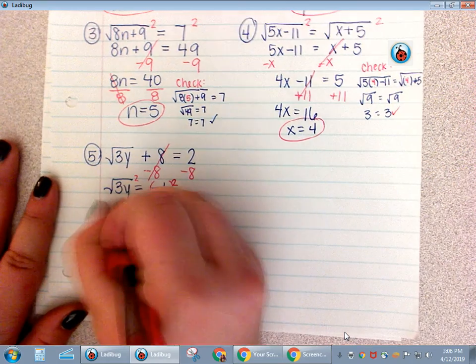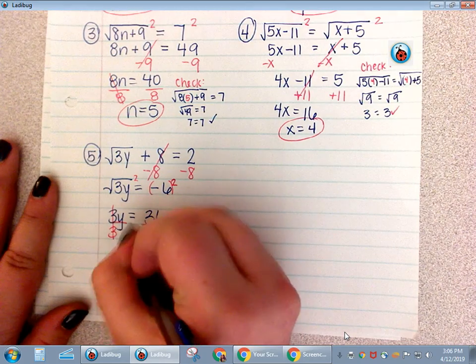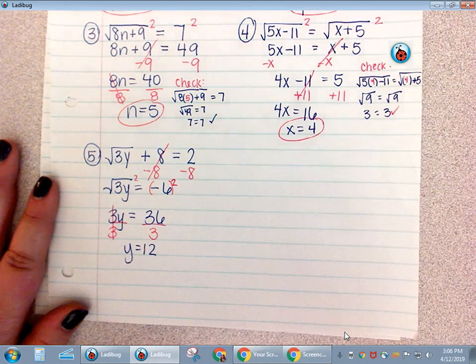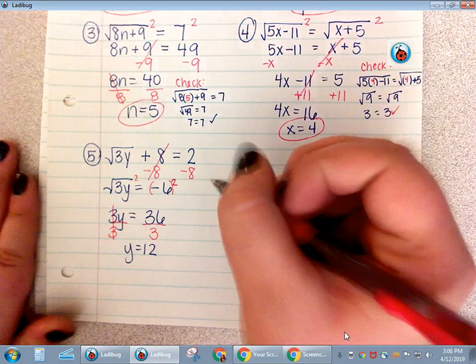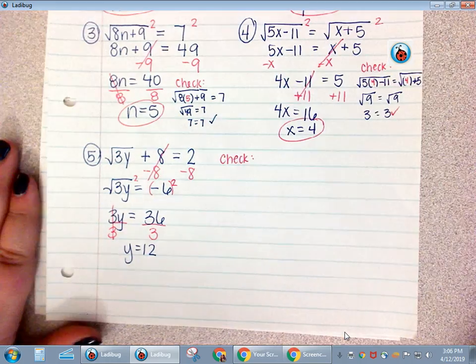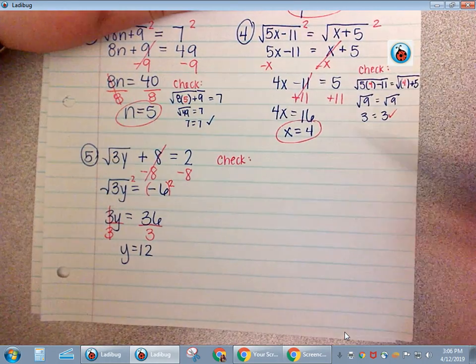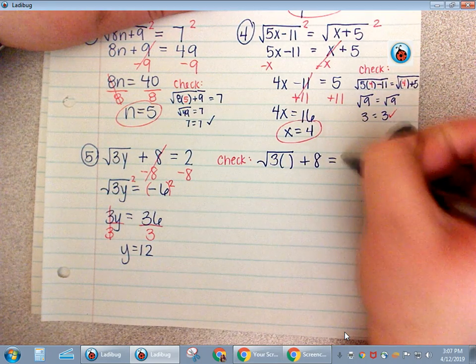All right, getting y by itself, let's divide by 3. So y equals 12. Let's check this one. So if I plug in a 12 in there, let's see. 3 times what plus 8 equals 2.